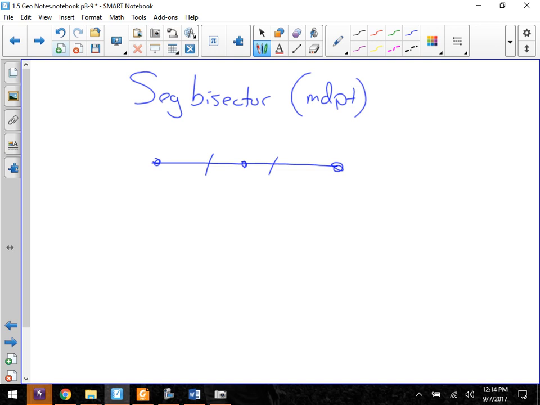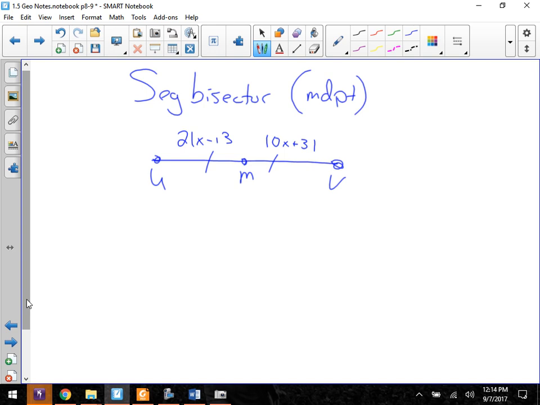So I'm going to skip down about halfway, to number 6, where it says find UV. Everybody see that one? It says diagram M is the midpoint, find the indicated length. Well, if this is U, M, V, this is 21x minus 13, and 10x plus 31. If I know that's a midpoint, what do I do algebraically to figure out what x is? Exactly. Set them equal to each other. And the reason we do that is because we see we have tick marks. Tick marks denote that they are going to be equal.